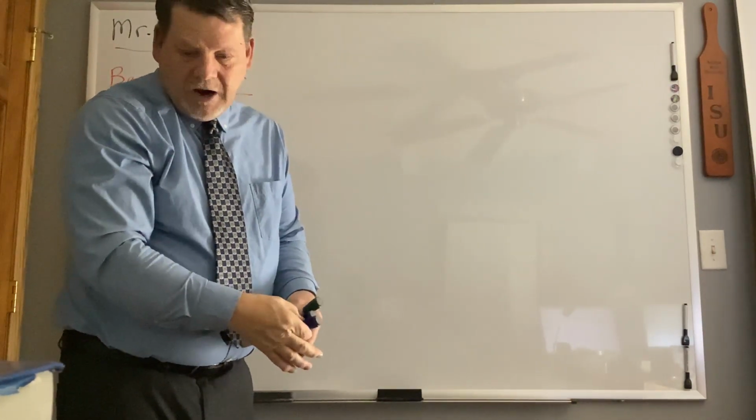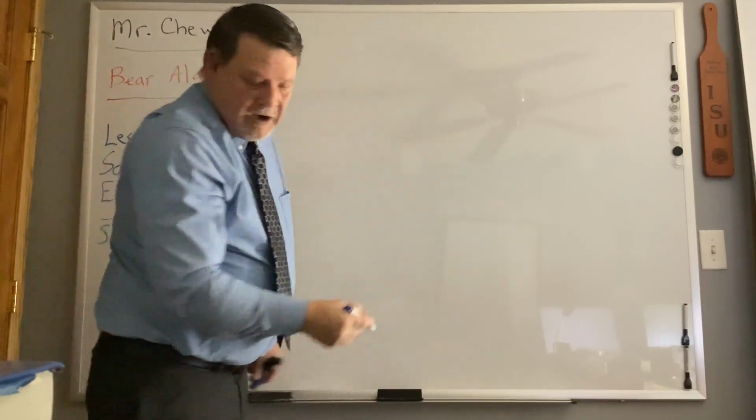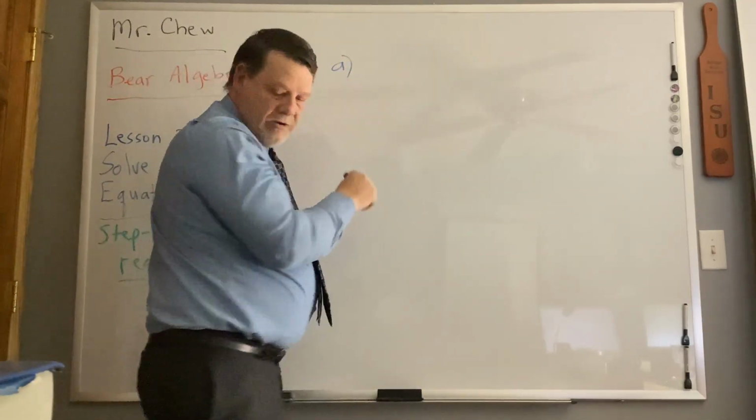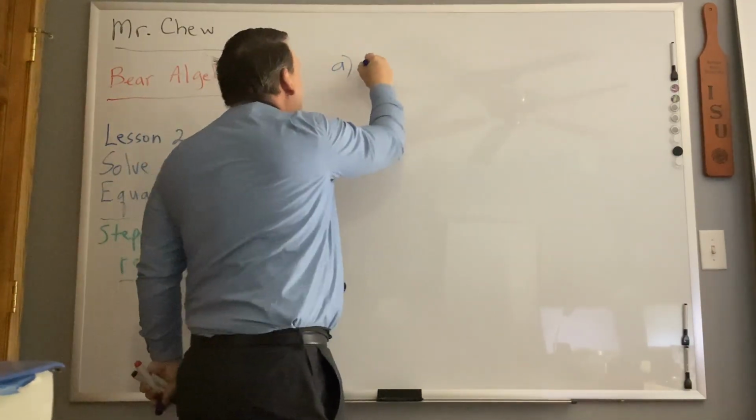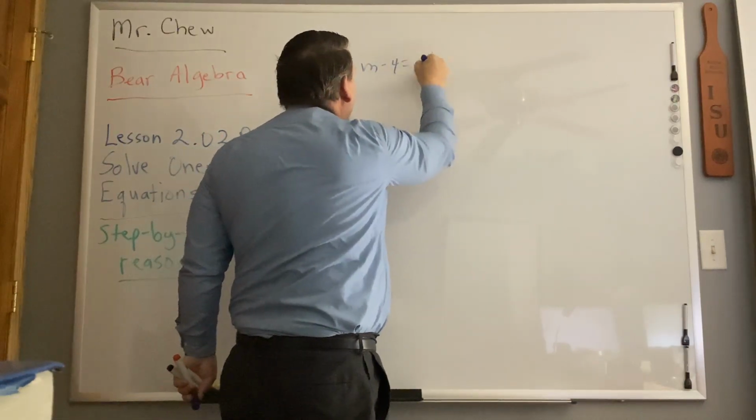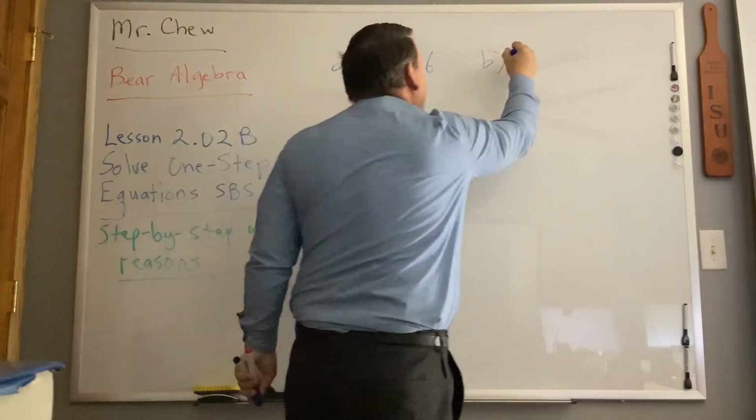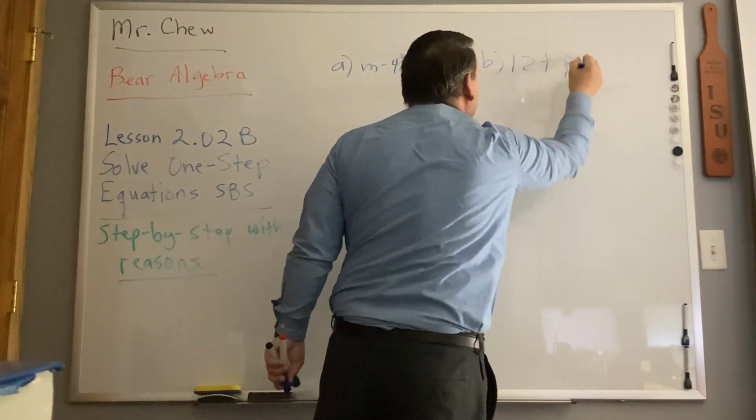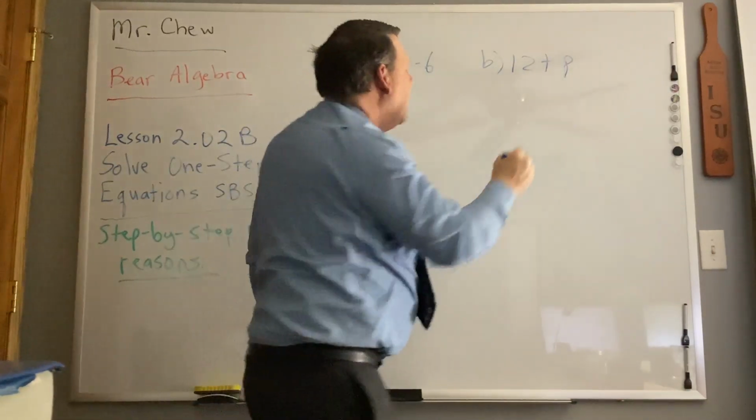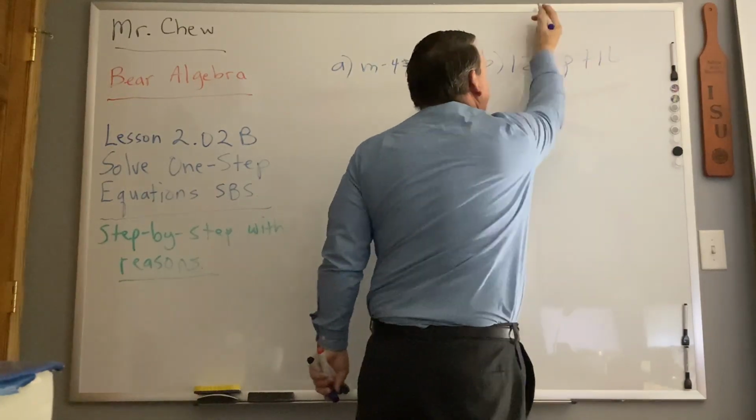I want you to try a couple of problems. I want you to try the problem m minus 4 equals negative 6, and 12 equals p plus 16, and then show all the steps.